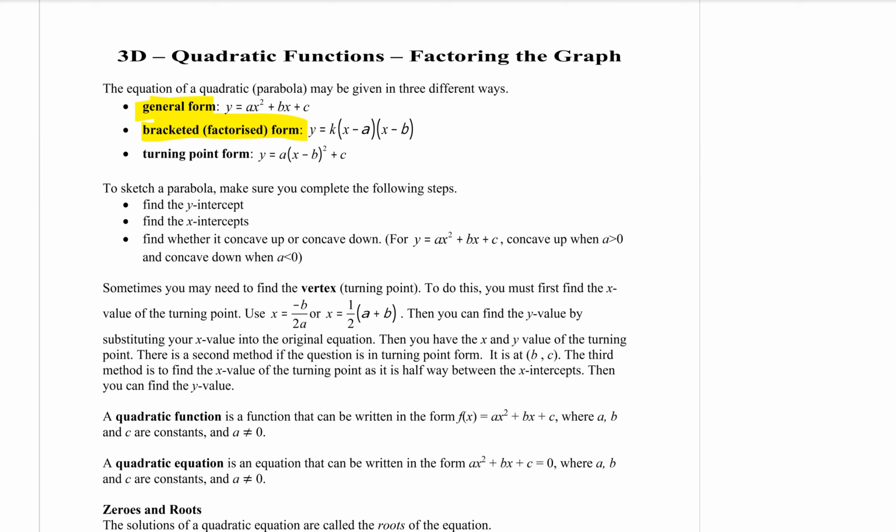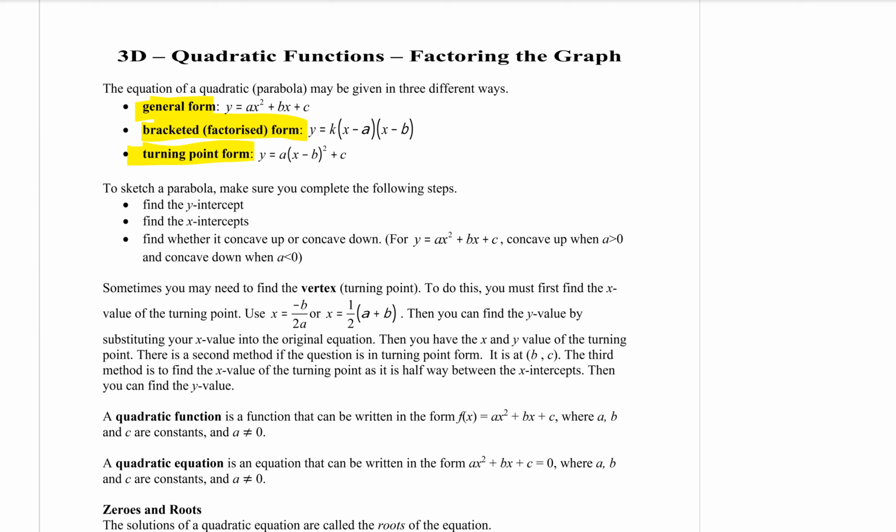The third type that we learnt about is the turning point form. Obviously, the benefit of this type of equation is that you can read the turning point straight out of it. This is your x coordinate here, and that one there is your y coordinate. Okay, remember doing that from last year.